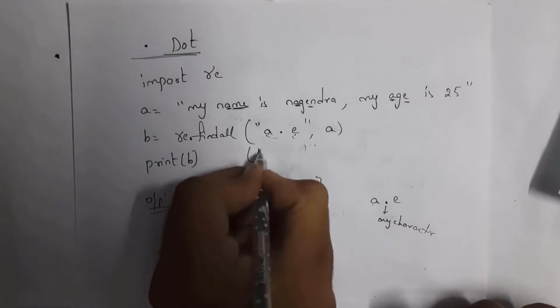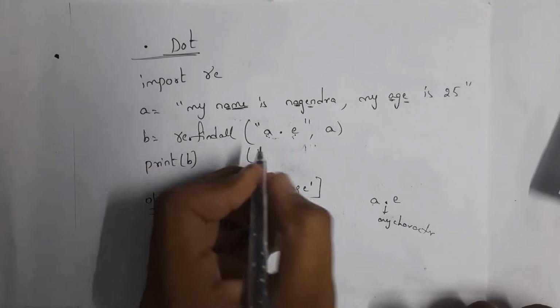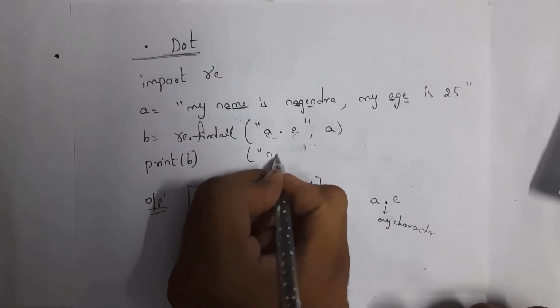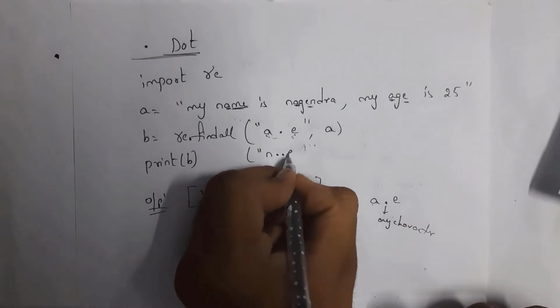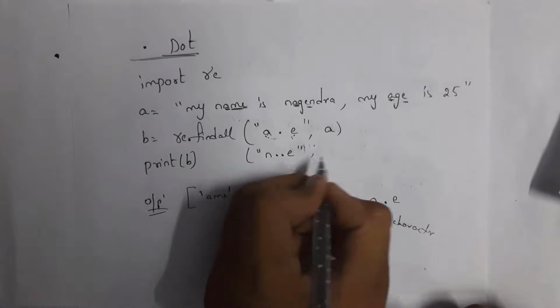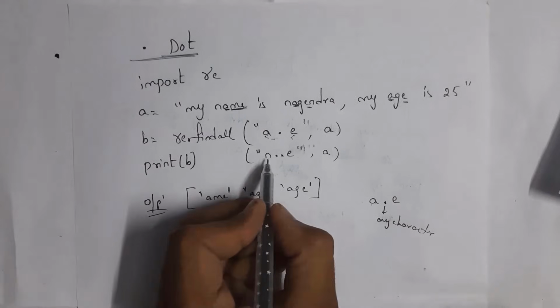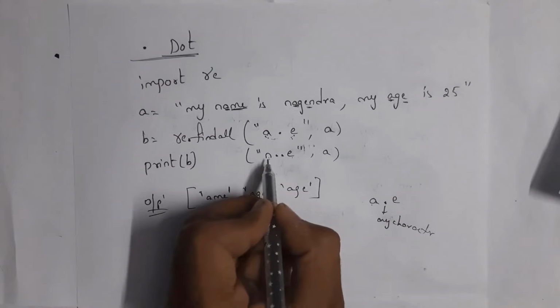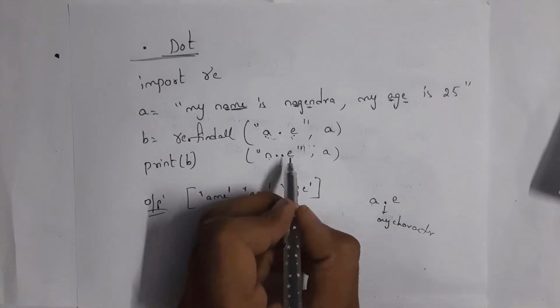For example, if I write here re dot findall, n 2 dots e in double quotations, close, comma, a, that means it should contain n and e, and in between n and e it can be any two characters.